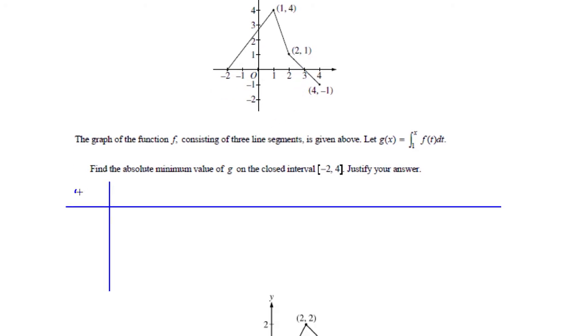So let's do this. This is going to be x values. We need to have our start. We need to have -2. We need to have 4. And we also need to have wherever you have a sign change.